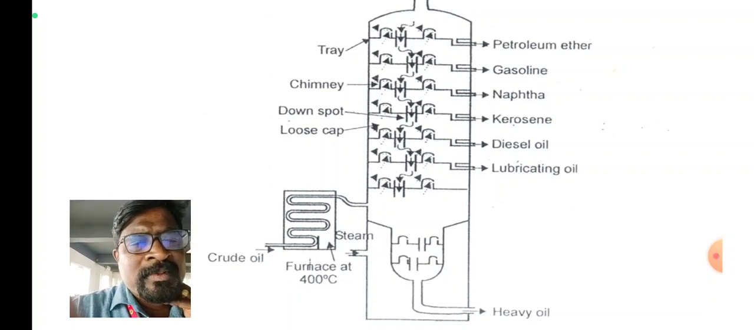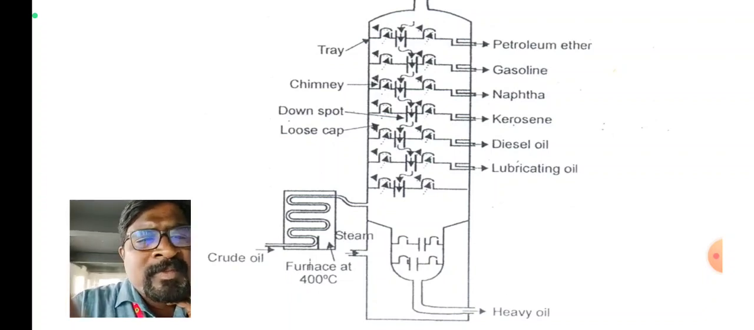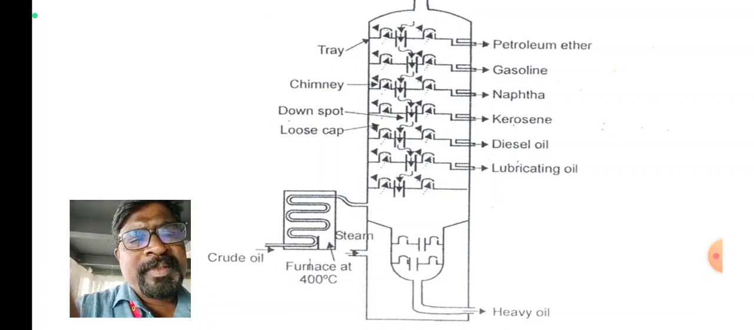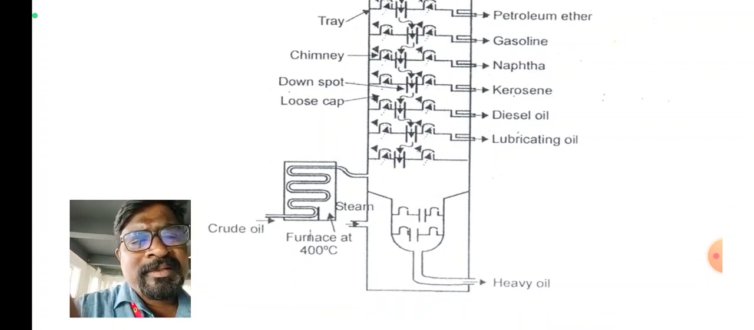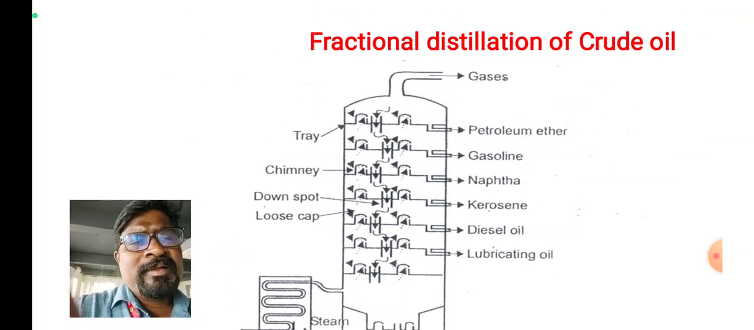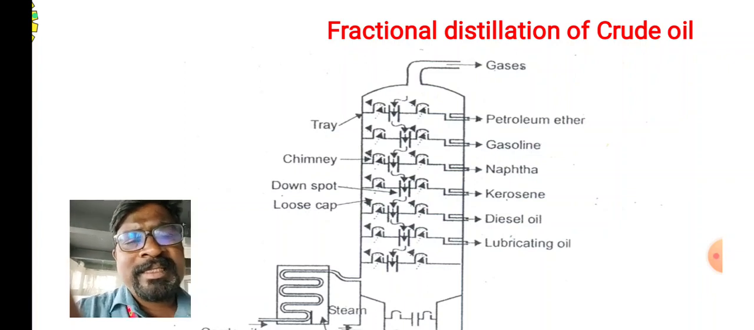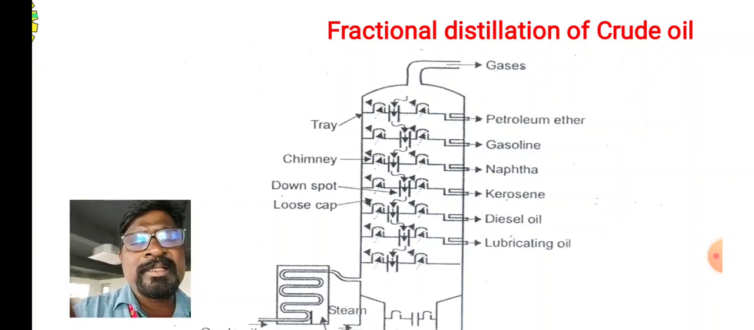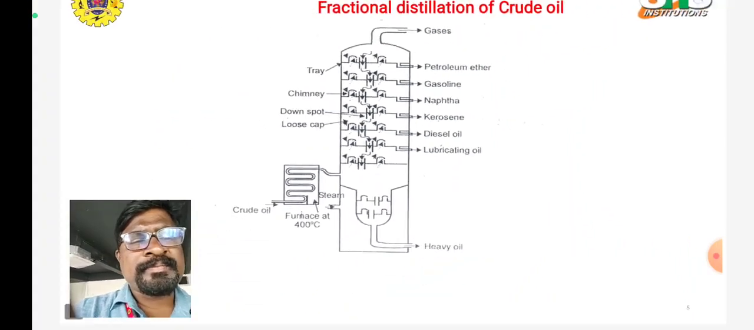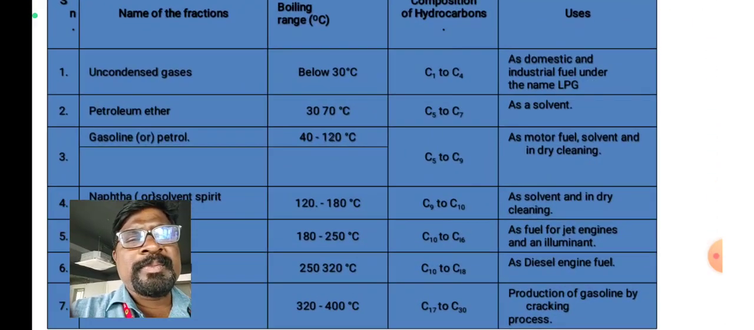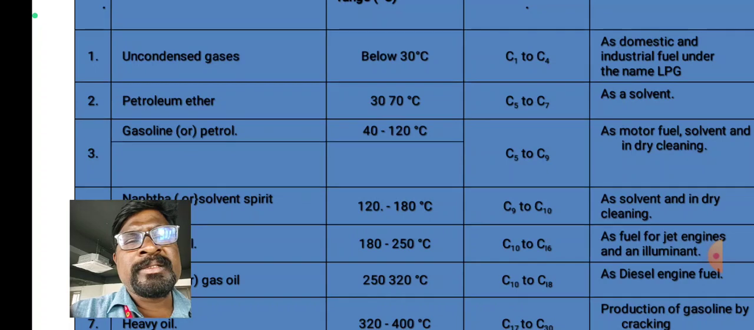You can see at the various levels, depending upon the boiling point, it gets condensed at various levels. So as I said earlier, it will be collected at various levels like lubricating oil, diesel oil, kerosene, naphthalene, gasoline as well as petroleum ether. And you can see heavy oil will be collected in the lower bottommost portion, and vapor which did not get condensed goes outside as gases, which we use as domestic LPG gas. These are the various products which are obtained at various temperatures.